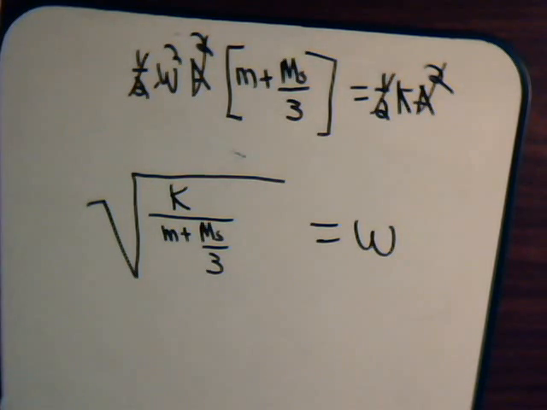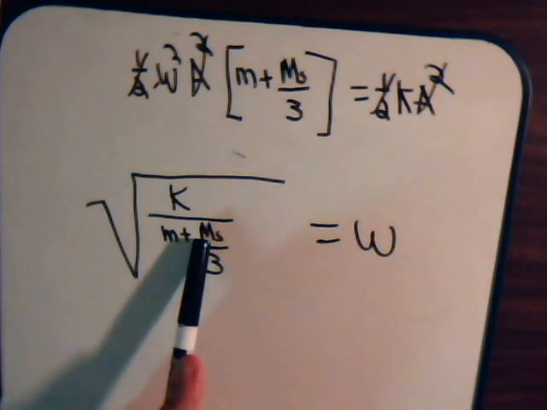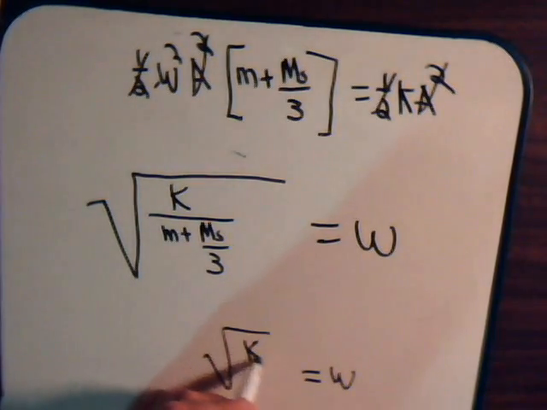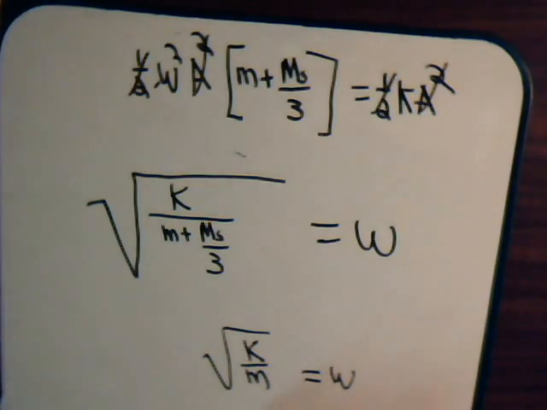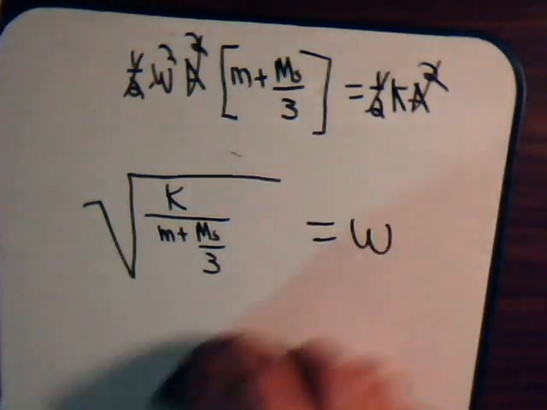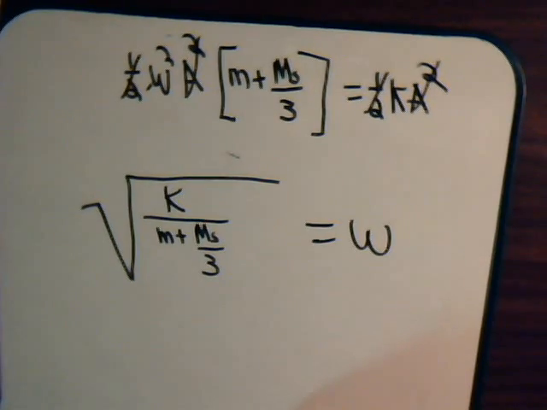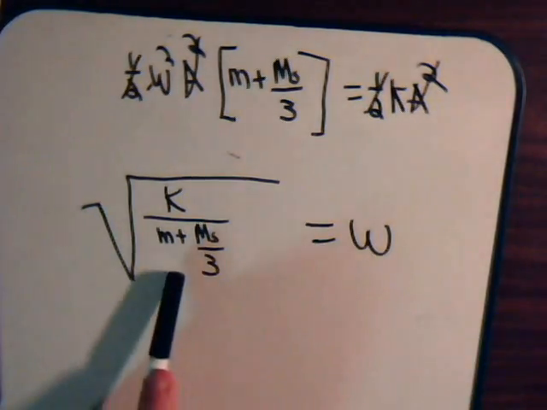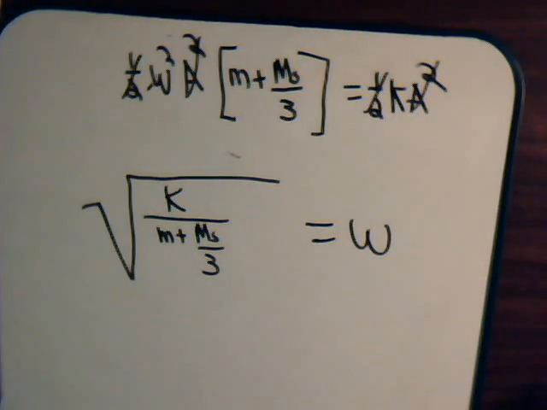Now, if the mass of the spring is so small that we could ignore it, then of course we would have omega equals the square root of k over m, the mass of the block, which is what we've been using in all the other videos, where we didn't have to consider the mass of the spring. But if the mass of the spring is large enough that we can't ignore it, then the natural frequency of our system takes on this value.